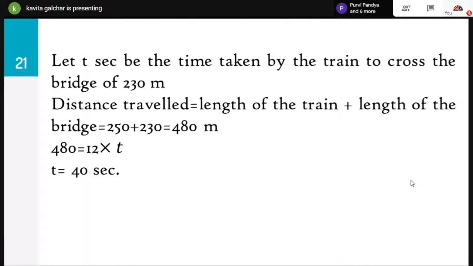Let t seconds be the time taken by the train to cross the bridge of 230 meter. Distance traveled would be the length of the train plus the length of the bridge. That is 250 plus 230, which is 480 meters. Again, by applying the formula distance equals speed into time, t equals 40 seconds.